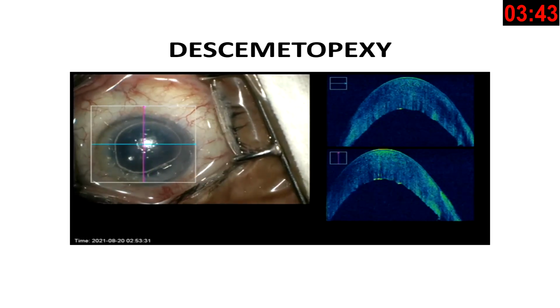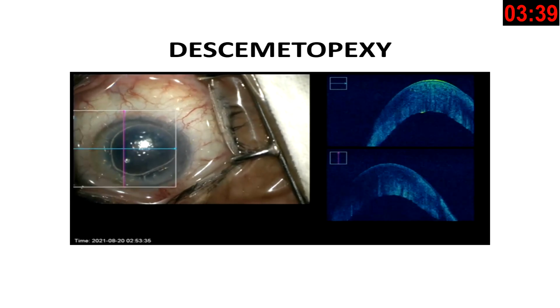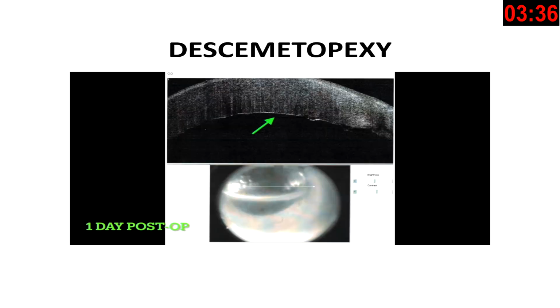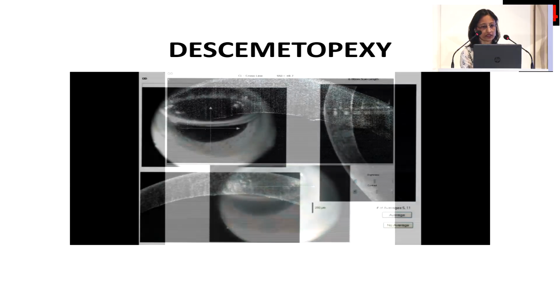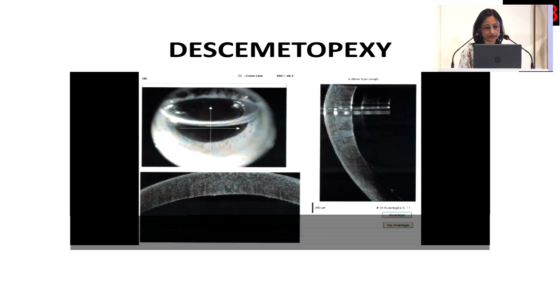So you can visualize on the table only, and that prevents you from needing to take the patient again and again to the OT. There itself you know that you're in the right plane and the DM has reattached. This is 1 week post-op with clear cornea.